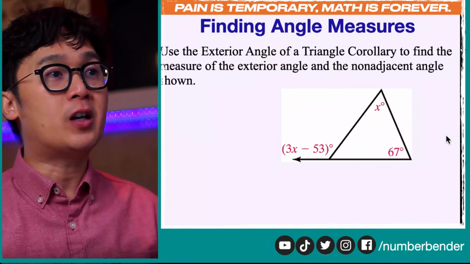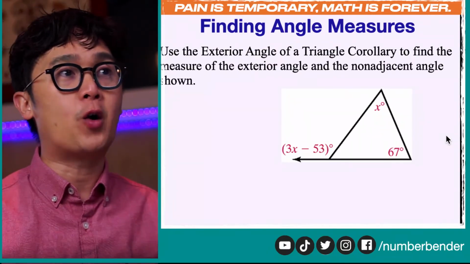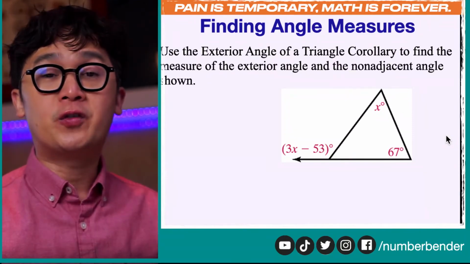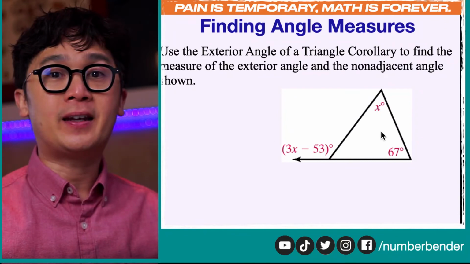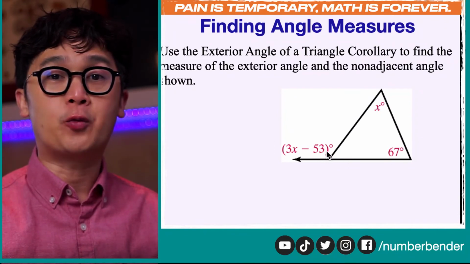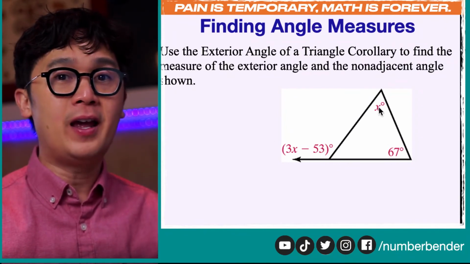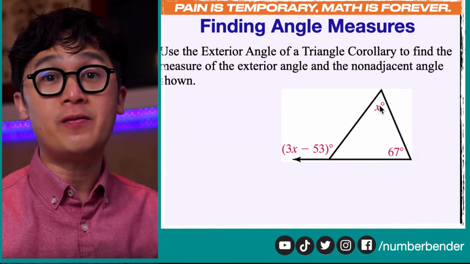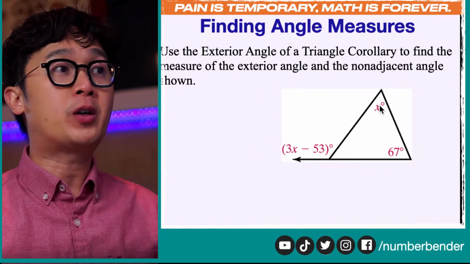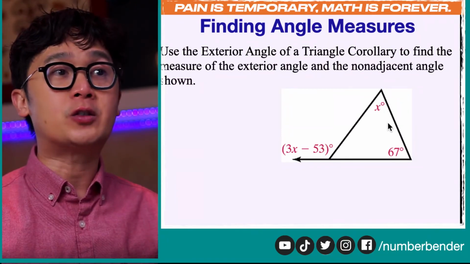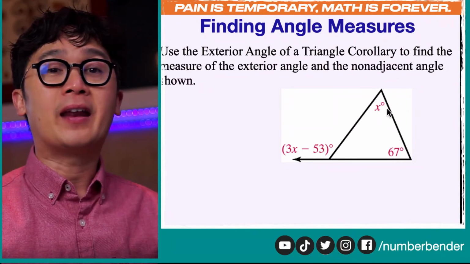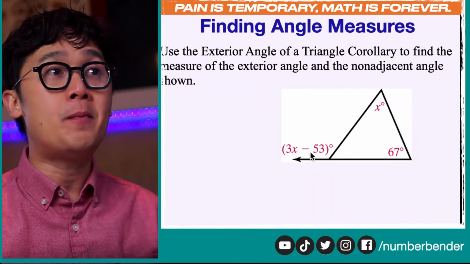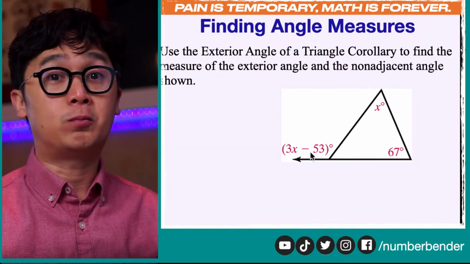So let's use another theorem, and this time we're going to use the exterior angle of a triangle corollary to find the missing angles that we have here. So we have one exterior angle and one interior angle in our triangle, and we'll be able to solve this because we know from our corollary that all we need to do is to add these two angles, and this will equal this angle that we have here, from our corollary from our previous lesson.